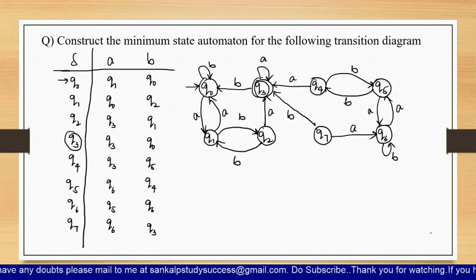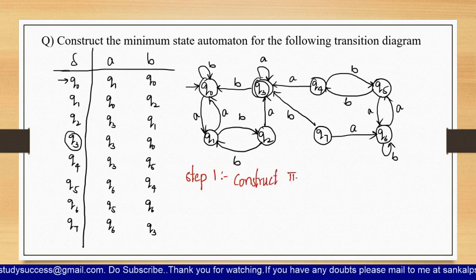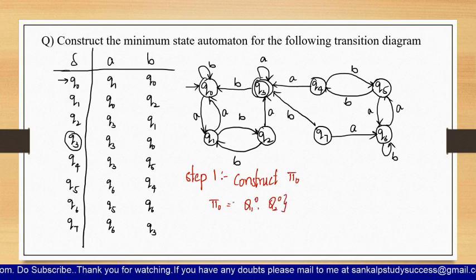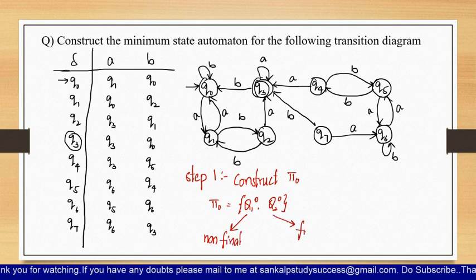So for pi 0, we are going to consider a set of non-final states and a set of final states. Step 1 is to construct pi 0, which is the starting and initial step. Here pi 0 is equal to Q1 0 and Q2 0. What is Q1 0 and what is Q2 0? Q1 0 is nothing but the set of non-final states, and Q2 0 is the set of final states. That means we are going to divide the given transition diagram into the set of non-final states and the set of final states.